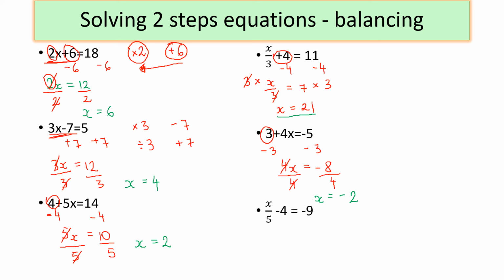And in the last example, I want to get rid of the negative 4. So I add 4 to both sides. I've got x over 5 left on the left-hand side, and negative 5 left on the right-hand side. Now to get rid of the fraction, which is division, I need to do the opposite. So I multiply by 5, and I need to do it to both sides. Now the 5's cancel, and I've got the answer, which is x equal to minus 25.